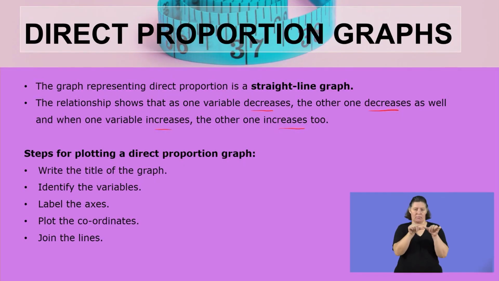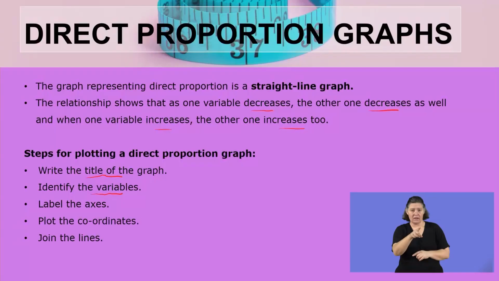Okay, these are the steps that we need to follow as we plot the graph of direct proportion. Number one, remember, you must write the title of the graph. You must identify the variables so that you know which variable should be put where. I'm going to take you through, but basically, in terms of the variables, remember, we are going to have the two types of variables, which are the dependent and the independent, which we covered in the previous section.